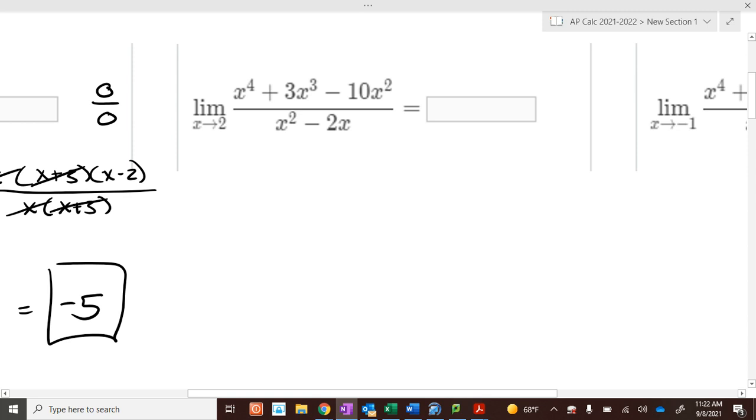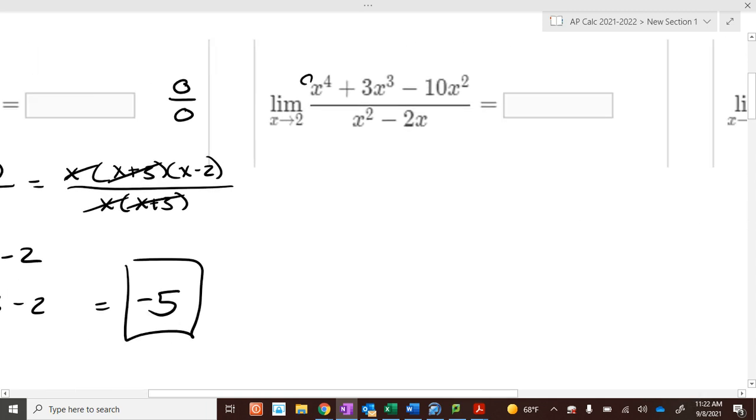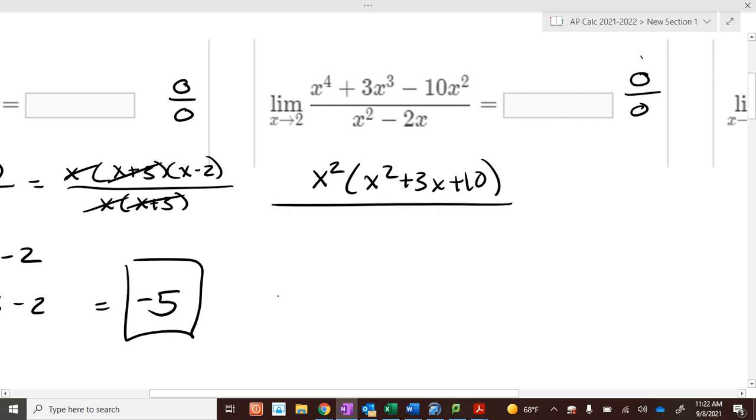Okay. I'm guessing this is 0 over 0. So since you were playing video games there, let's see if you know what to do now. Take out an x squared on top, and you get x squared plus 3x plus 10 on the bottom.